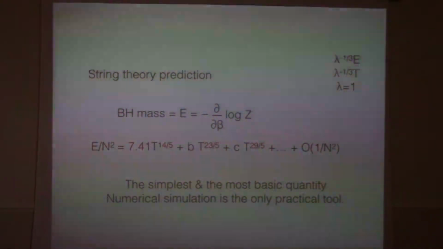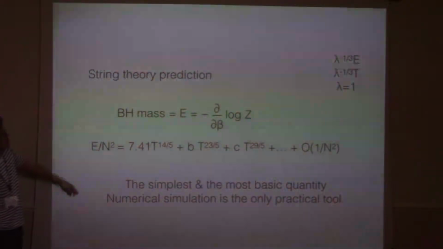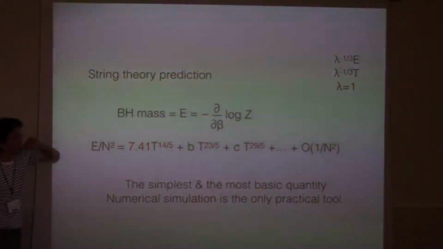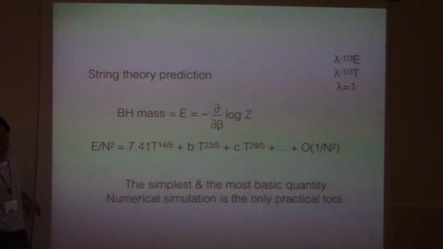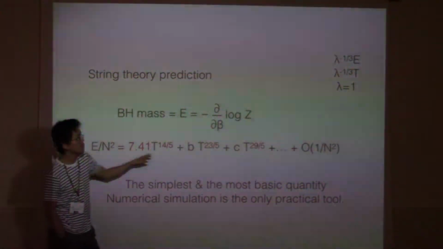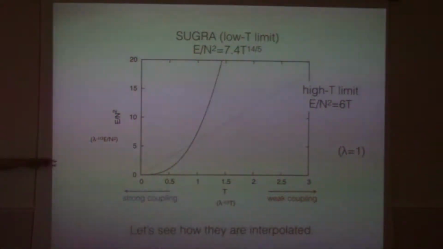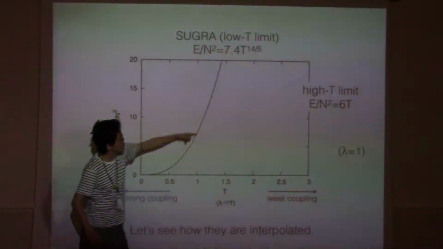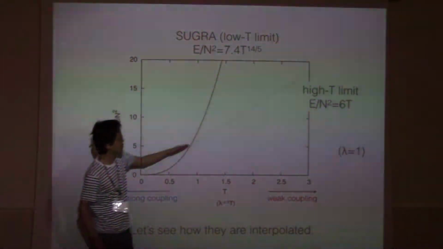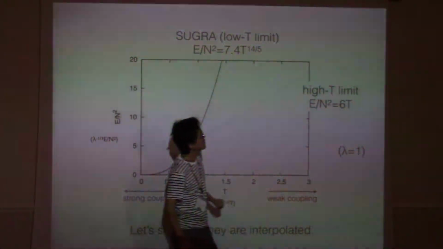From the string theory side, we can calculate the mass of a black hole. And from the gauge theory side, we can measure the energy of the system, and they should be identified. String theory predicts that this quantity should behave in this manner. Some strange powers appear because lambda has dimension, so simple power counting does not work. This is the supergravity result, 7.4 times T to the 14/5. And this is the weak coupling result on the gauge theory side.